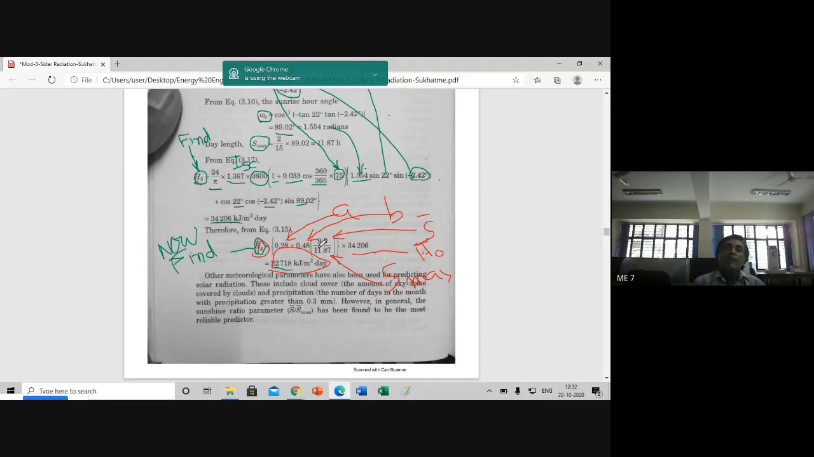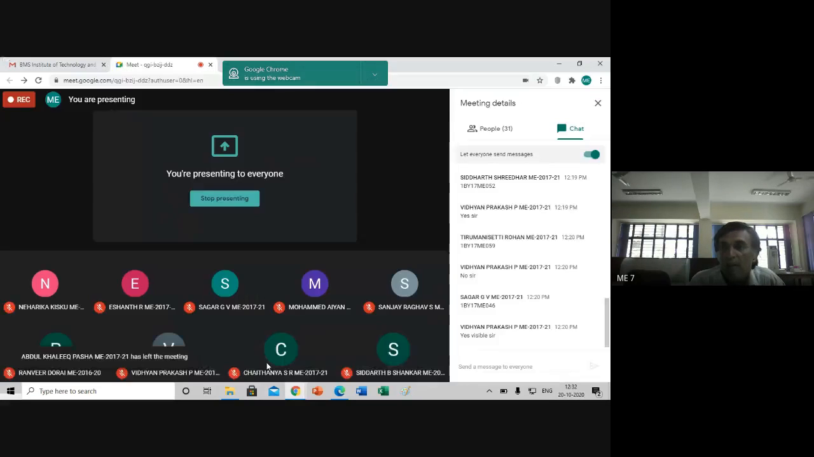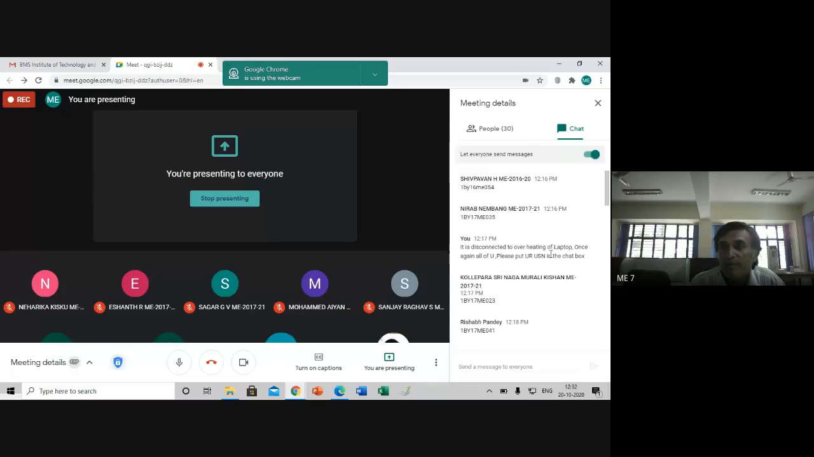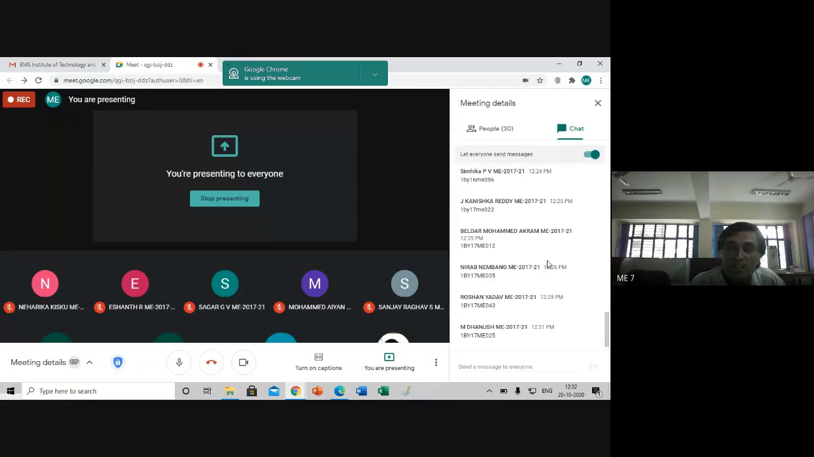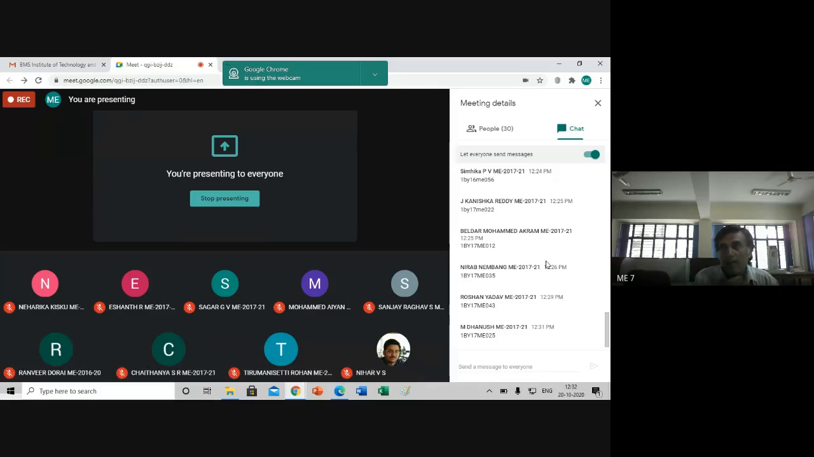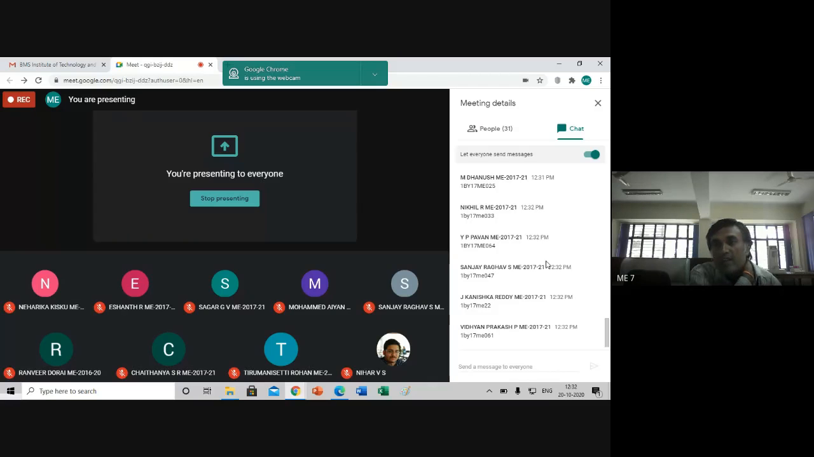Similarly, other empirical equations I am going to show you quickly. Any doubt in this problem? Anybody having doubt in this problem? All of you, please put your USA number once again in the chat box. It was disconnected in the beginning. Those who have put your USA number, that is last. But after connecting, a few students have put that USA number. Those students need not put it once again.